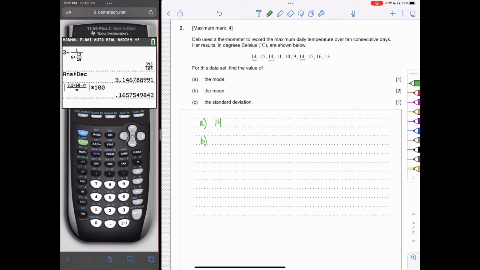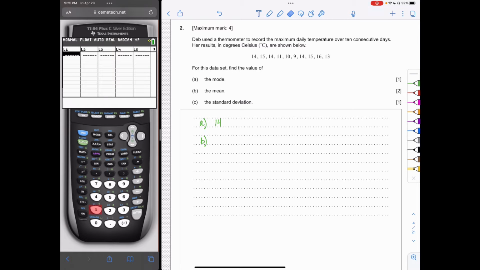Part B, it says, what is the mean or the average? So if we want to find the average, we know that we can add all these numbers up and divide by how many numbers we have, or we can just run our stat diagnostics. So I'm going to go to stat, edit. I'm going to type in all these values into L1, and then I'm going to press stat, go over to calc, one variable statistics. My list is in L1, my frequency list. I don't have a frequency list, so I just go to calculate.